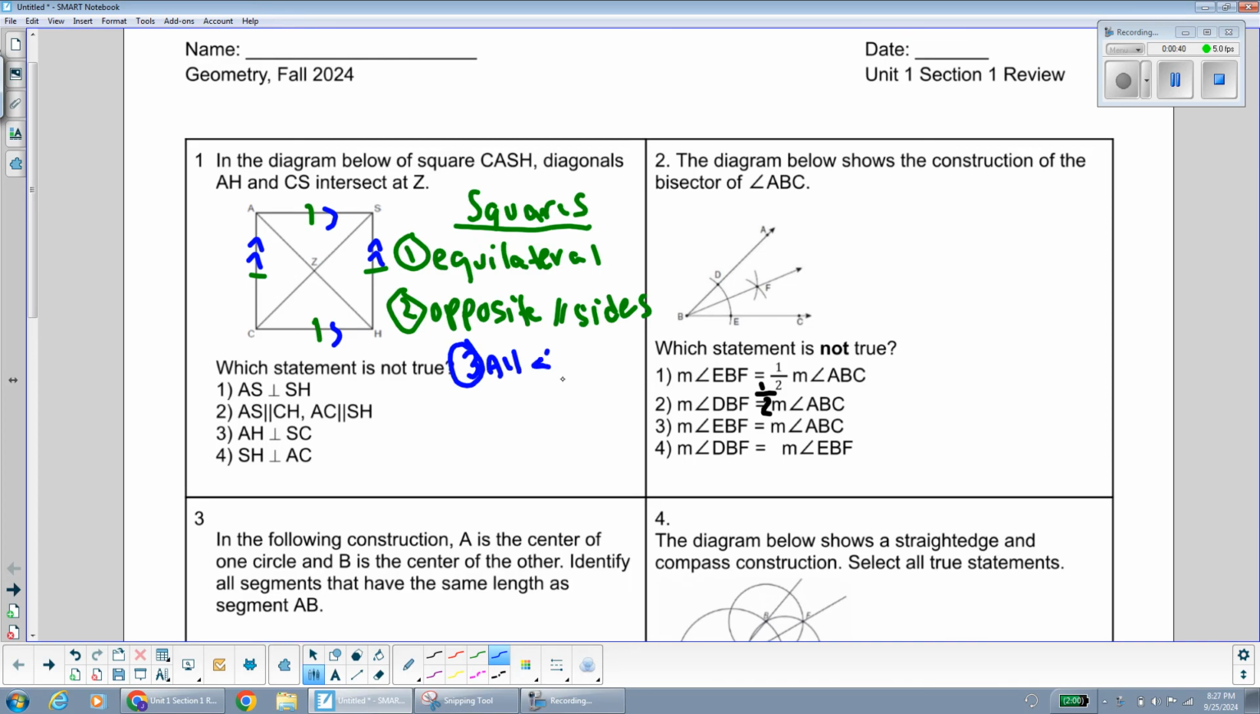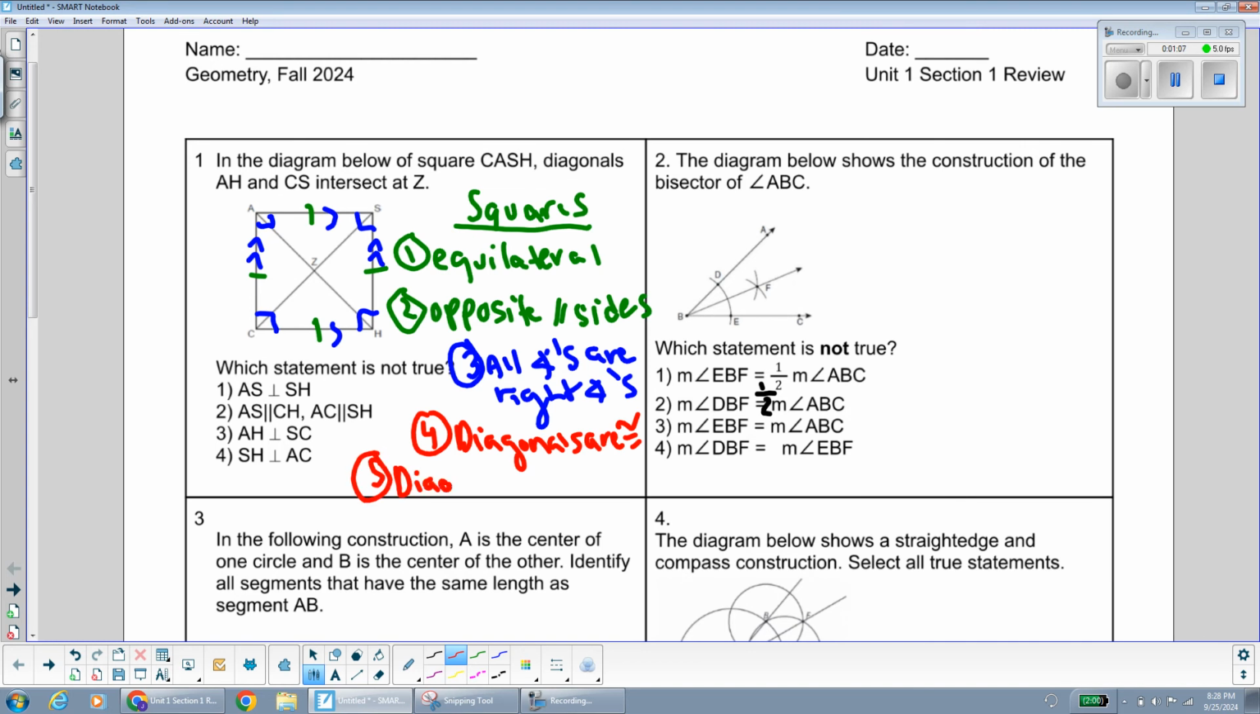Number three, all the angles are right angles. So right angle, right angle, right angle, right angle. Number four, the diagonals are congruent, or the same as each other. And number five, diagonals are perpendicular. That means where the diagonals meet, they intersect to form 90-degree angles.